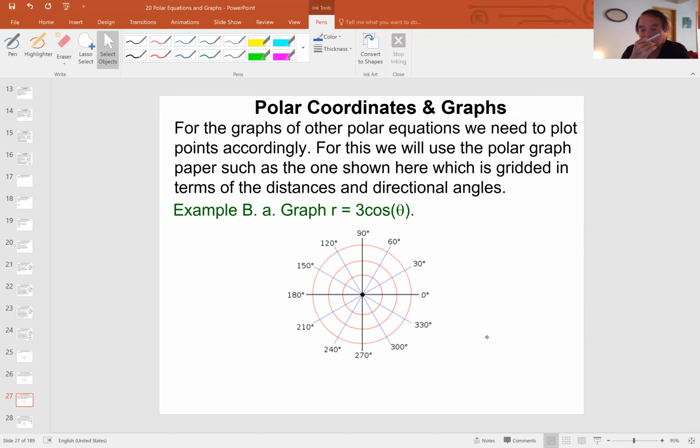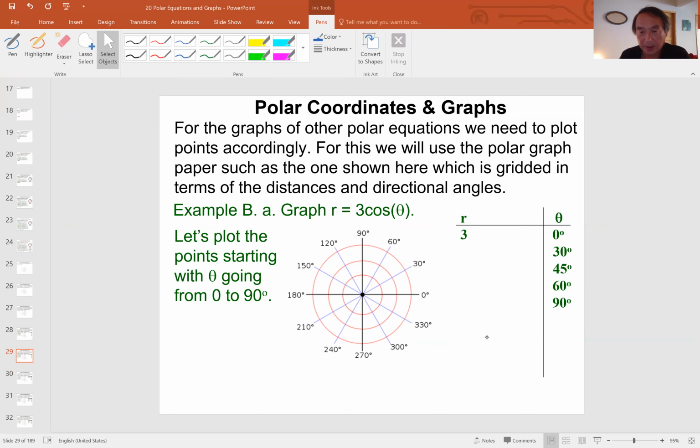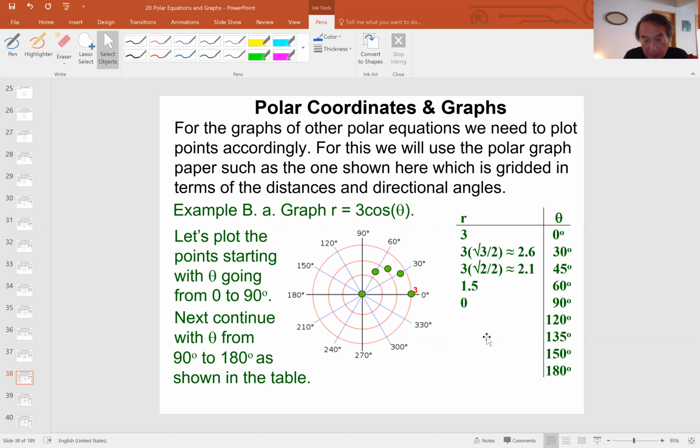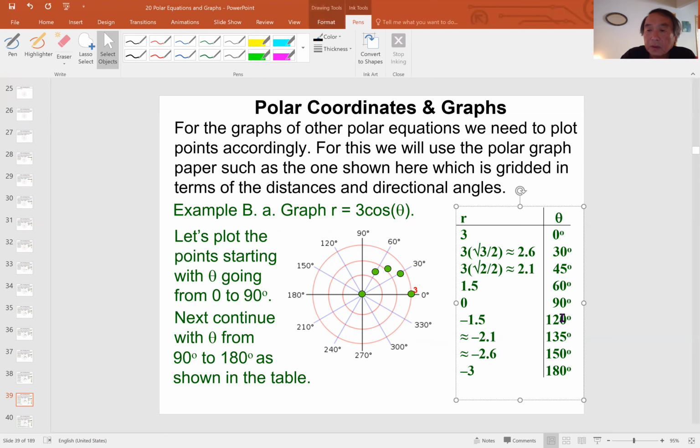What else? Constant times sine or constant times cosine, in this case. Let's just start plotting it, and I'm not going to go through every one of them. You can read them through, or make a table, calculate the r, and plot them. Keep plotting. Now the r is negative. Notice 120 degrees is in this direction, but r is negative, so the point is plotted right here.